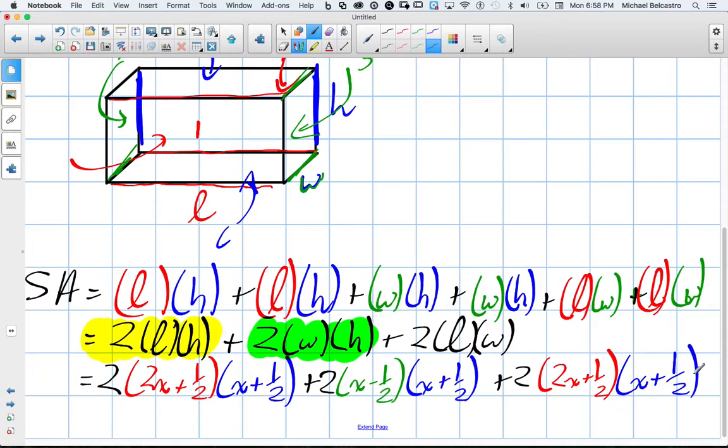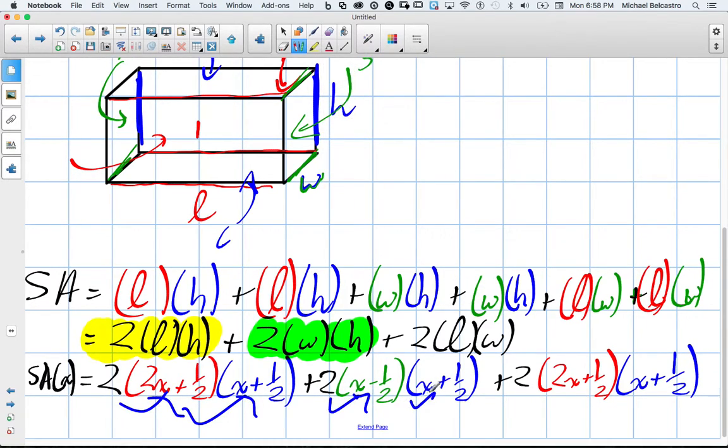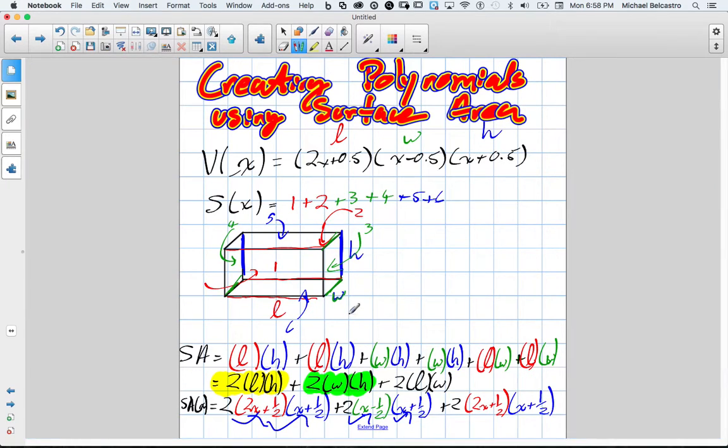Now, I could go about distributing all these values, but that's not what they're asking us. They just want it as a function. So the surface area as a function of x is equal to this equation. I've now built the polynomial. This would be considered a type of factored form. If they want it in standard form, then we would go about all that distributing, which would literally take me at least 10, 15 minutes to do. It's very long, but this is essentially all the information you need for what they're asking.